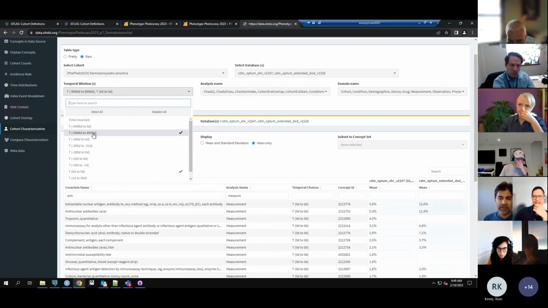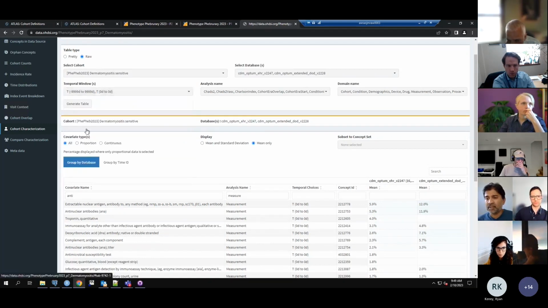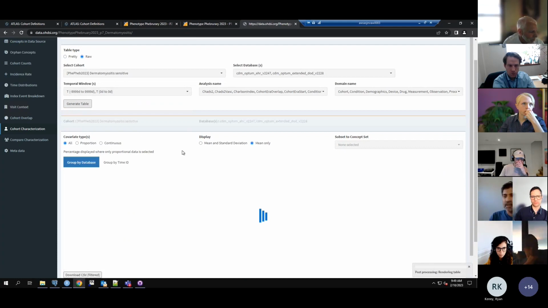For the forum post on systemic lupus erythematosus, I basically selected this option, which is any time prior to any time in the future. The assumption is if you go back, I guess, 30 years and go forward 30 years, that should be enough to cover a person's lifetime. And this is the sensitive definition. So the assumption here is that there may be people in this cohort who do not have the disease.